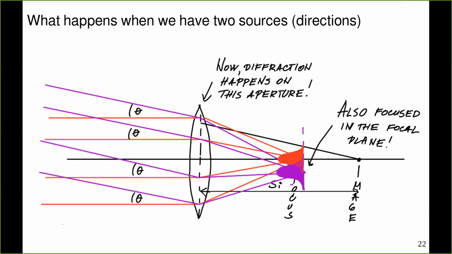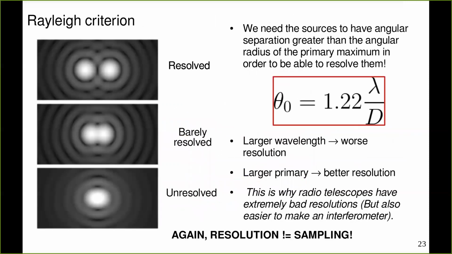Of course, here I sketched only the primary maximum. I mean, I don't draw so well. So now we get to the Rayleigh criterion. Obviously at some point, if I look at two very close sources in the sky, these things are going to overlap. If I look at two sources separated from each other, they're going to be well resolved.